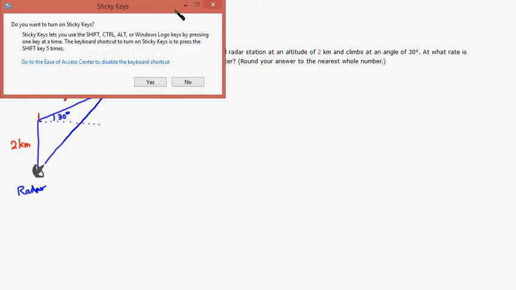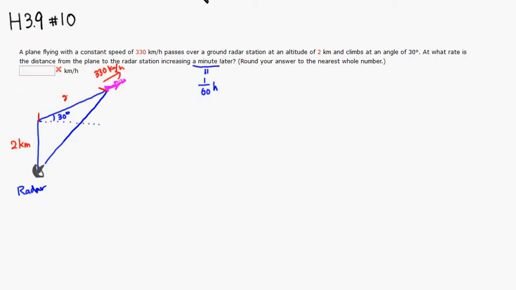Then here is a distance. I don't want to use d because that looks like a derivative, so let's say c. Since this is not a right triangle, what we can do is use the law of cosines.